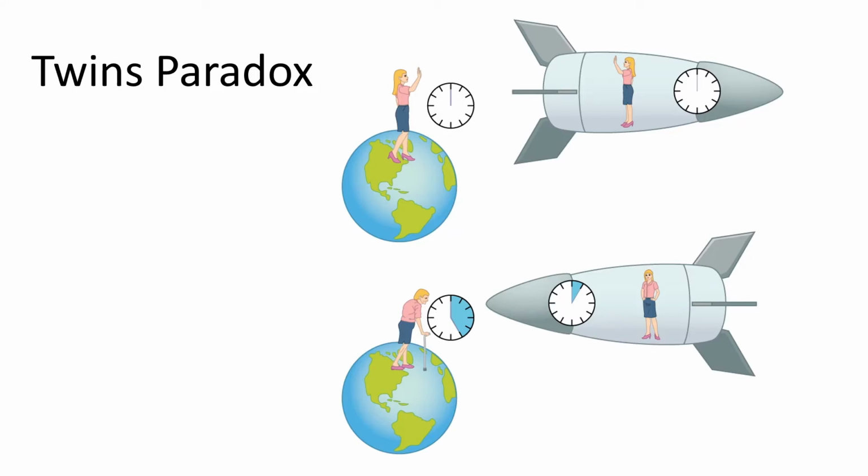Take two twins. One goes off and back in a spaceship, moving at some large fraction of the speed of light in the top picture. When the twins return, the twin in space will have aged just slightly, while the twin left behind on Earth will have aged a lot. Here's a video explaining that.